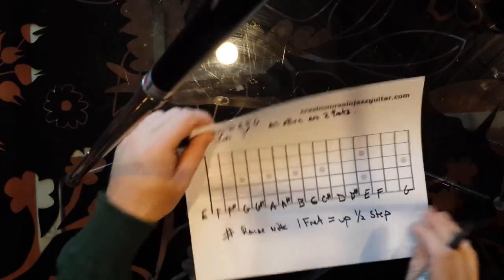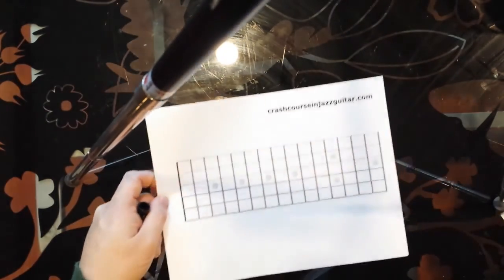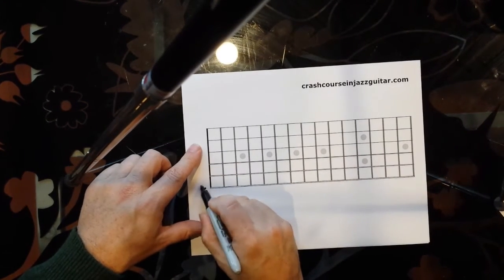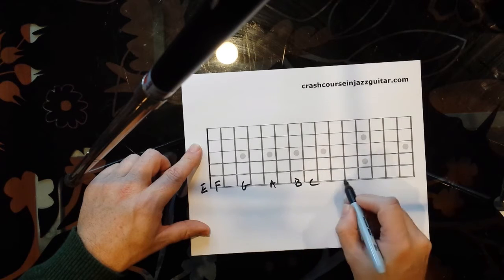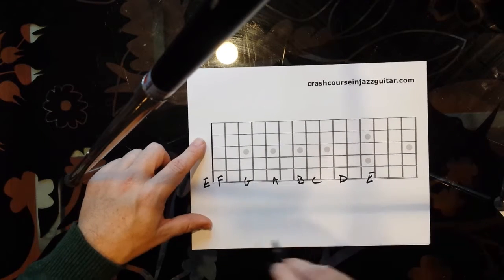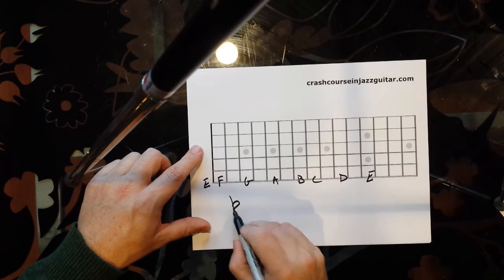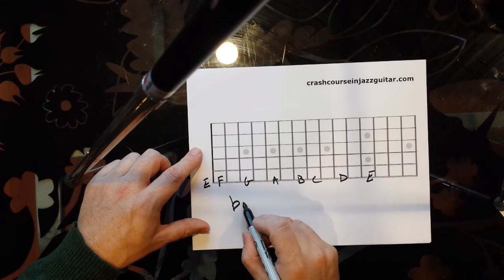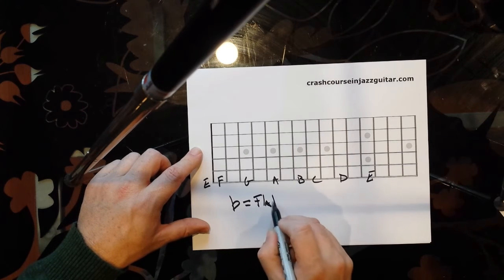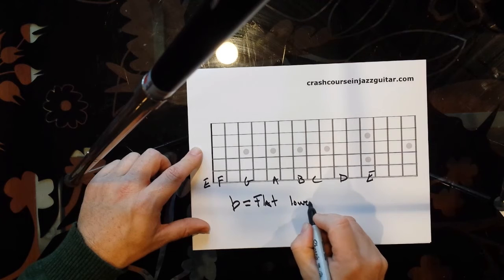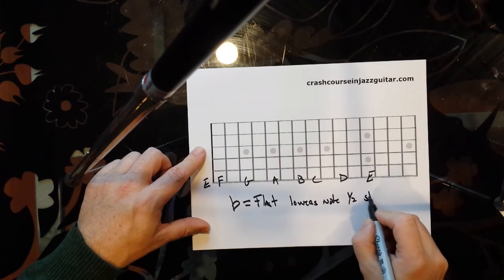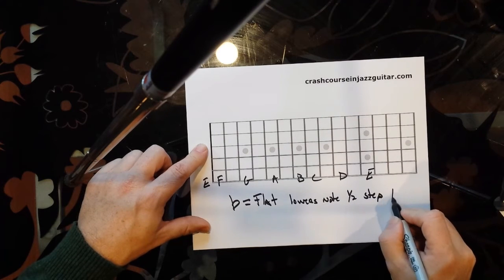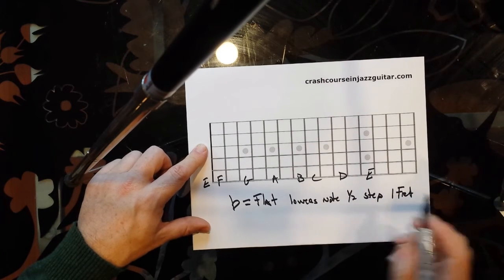Alright, so now what about flats? Well, put in the natural notes again. E, F, G, A, B, C, D, E, etc. A flat looks like a squished B, right? And that lowers a note 1 half step, which is 1 fret on the guitar.